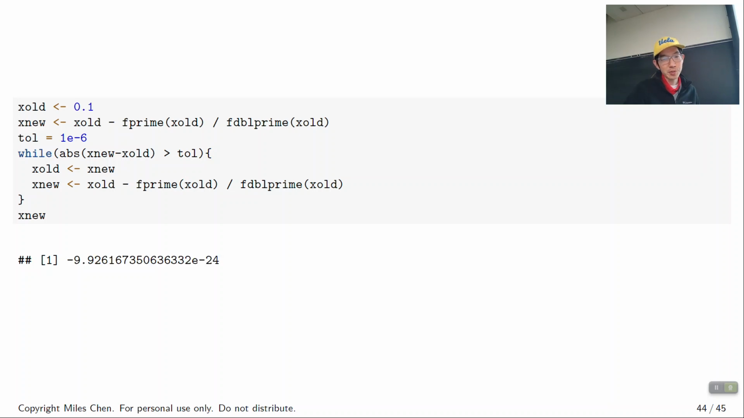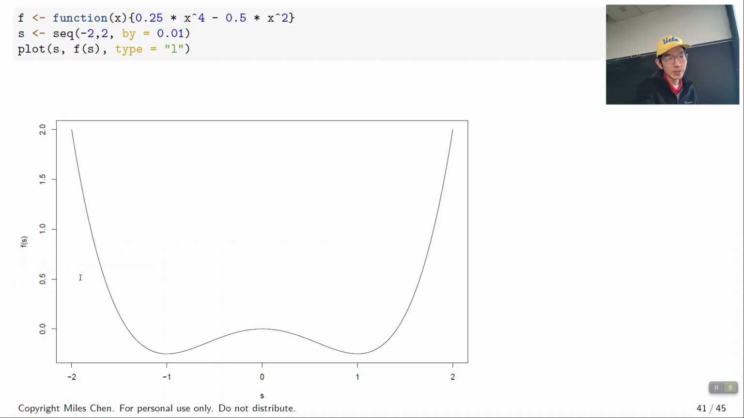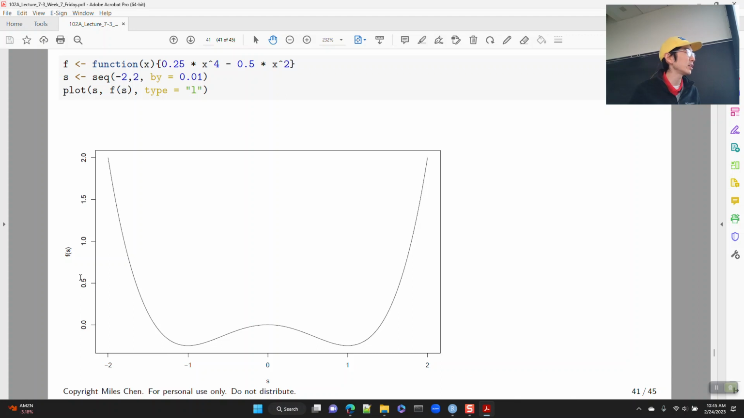Okay, so these are just a couple of examples of this, and again, you can apply any root finding method, not just Newton-Raphson, but Newton-Raphson is one of the more popular root finding methods that we have here.